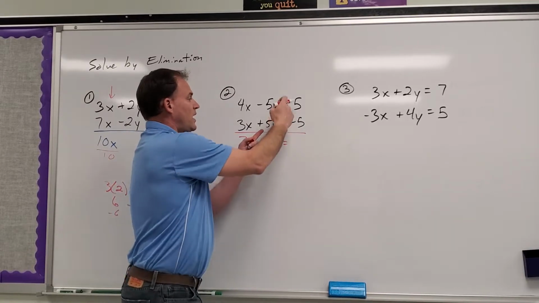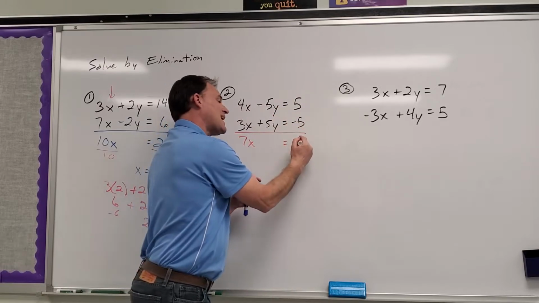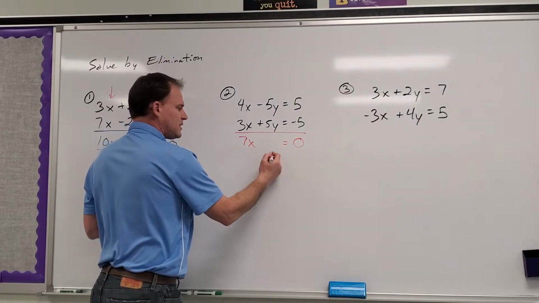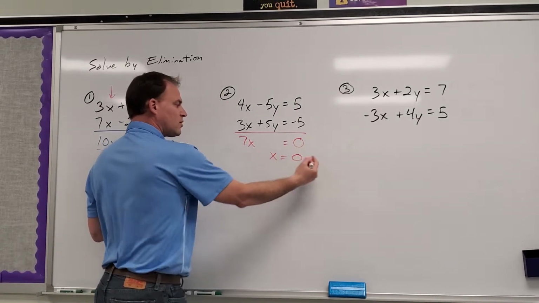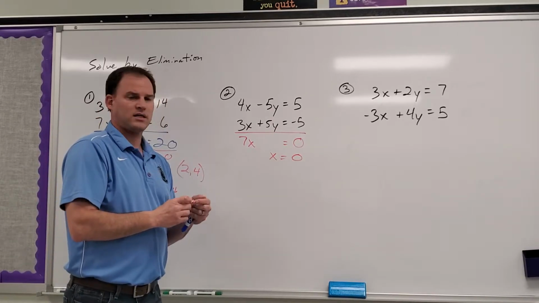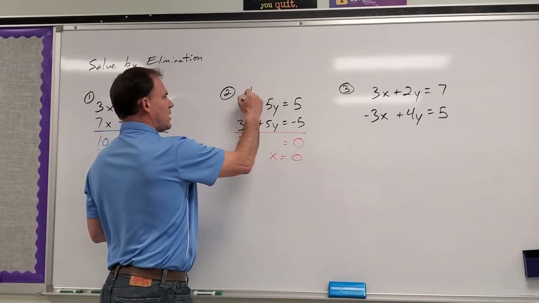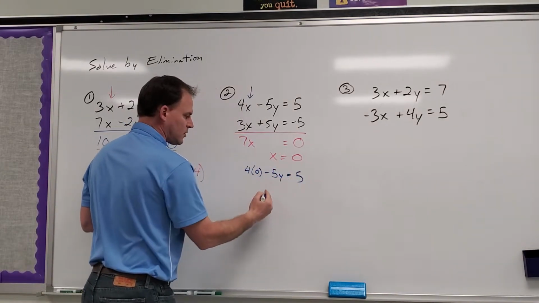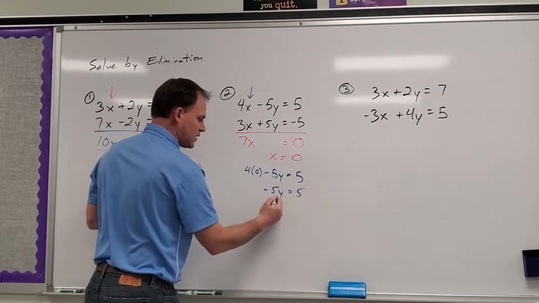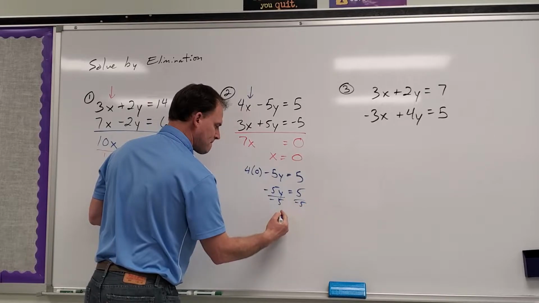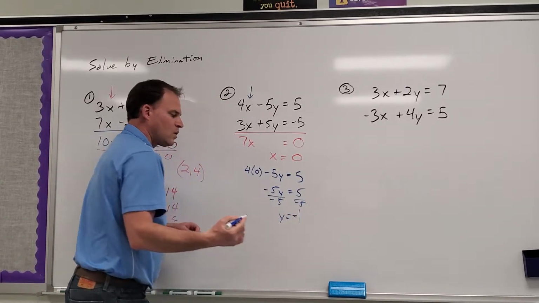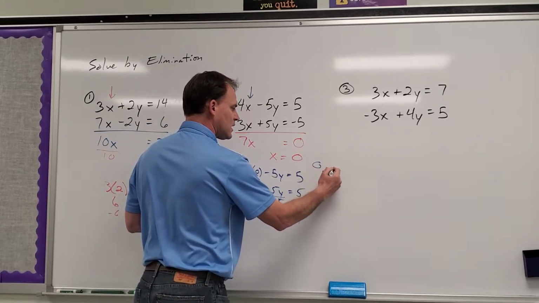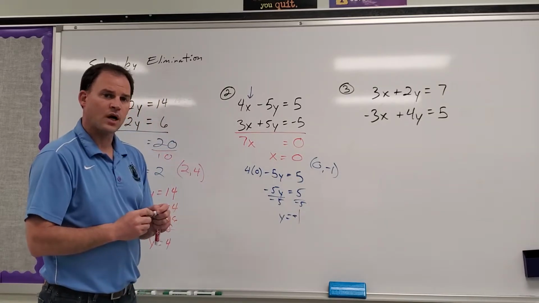Now here's the big difference. When I eliminate the variables, I don't write it. If I eliminate this, I have to have a number over there. Don't just leave that part blank. Finish the problem, divide by 7. 0 divided by 7 is still 0, so x is 0. Go back to the original equation. I'm gonna go right here. 4 times 0 is of course 0, so that's not there. Divide by negative 5. y is negative 1. Write the final answer. Always x, y.